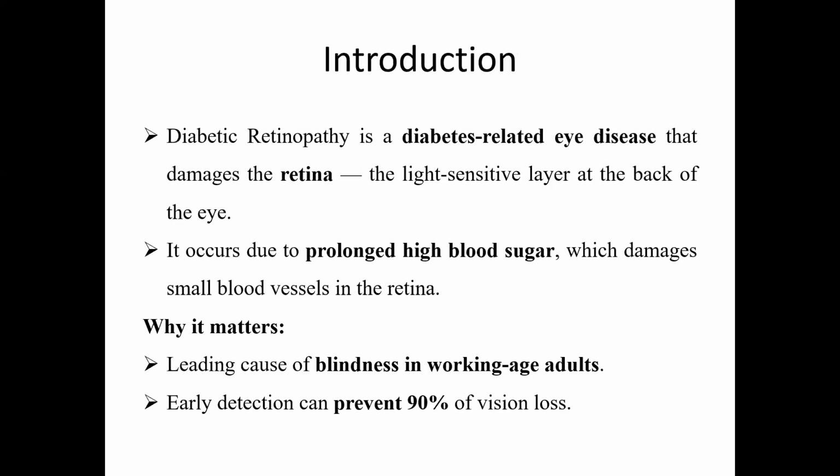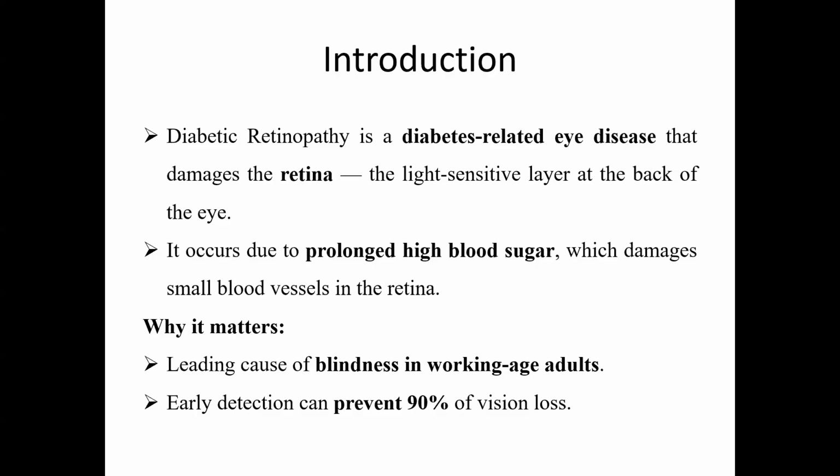So, diabetic retinopathy is a diabetes related disease that damages the retina, which is the light sensitive layer at the back of our human eye. Now, this disease is particularly seen when a person is exposed to prolonged high blood sugar, which remains unregulated and uncontrolled. When this happens, it damages the small blood vessels in the retina.